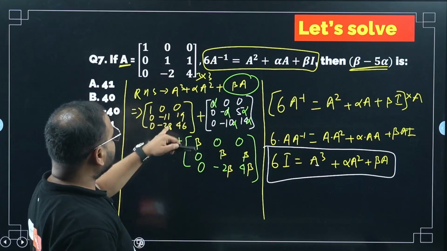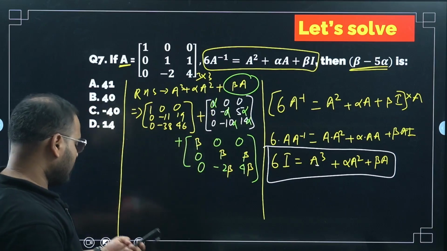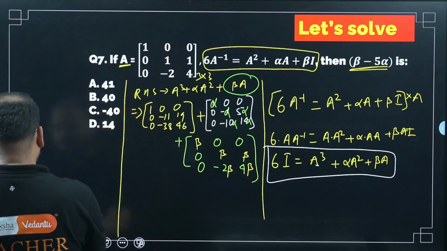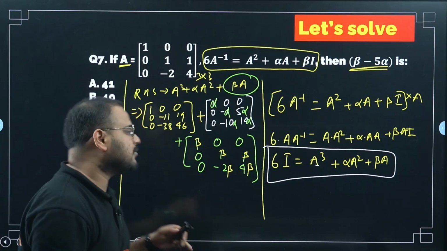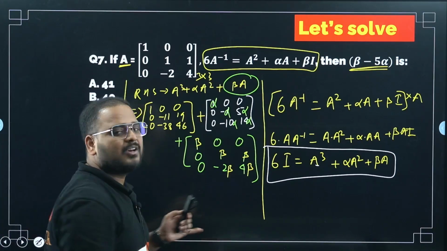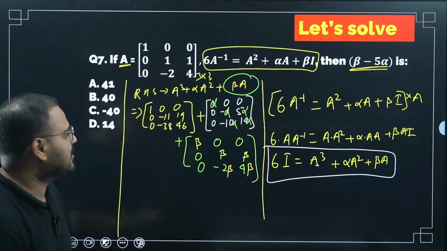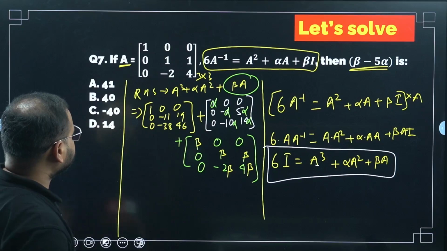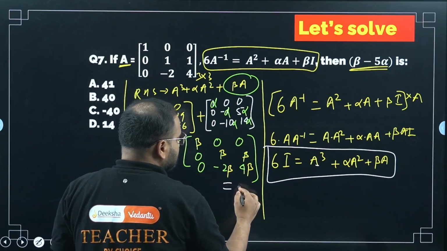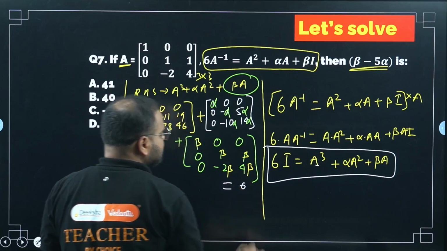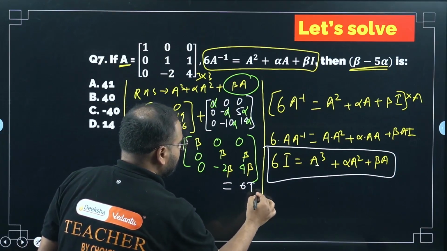So we have got A cube plus alpha A square plus beta A. Okay. It might look a little confusing if you solve it in one place, since I have the concept of the space here, but if you solve it simply, step by step, the question is very easy. Now see, this whole thing is equal to 6I.